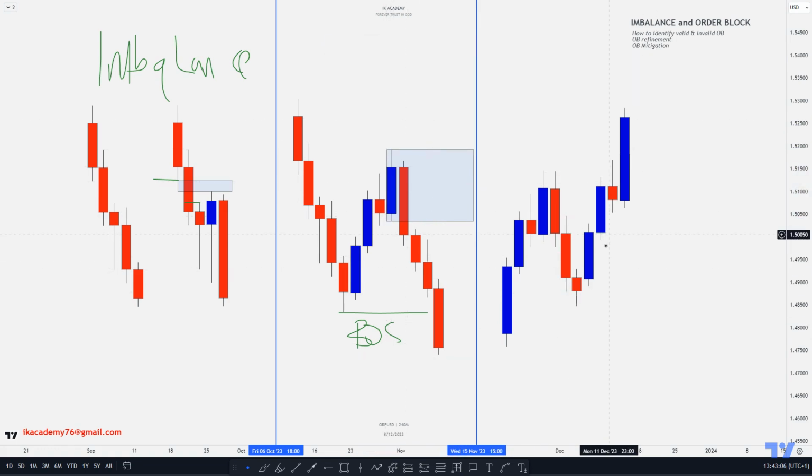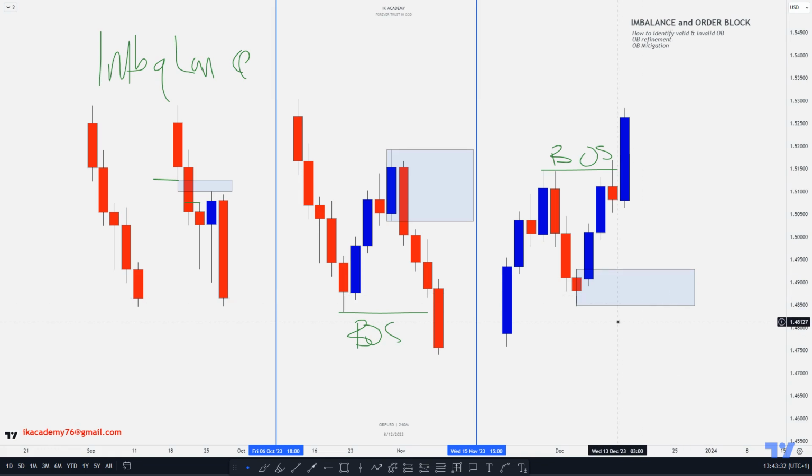And for a bullish order block, the bullish order block is the last selling candle before price breaks the structure. We can see that price broke the structure here. And where was the last selling candle? We have this selling candle here, so that's our order block for a bullish trend or a bullish structure.